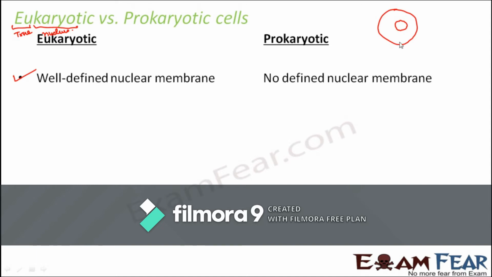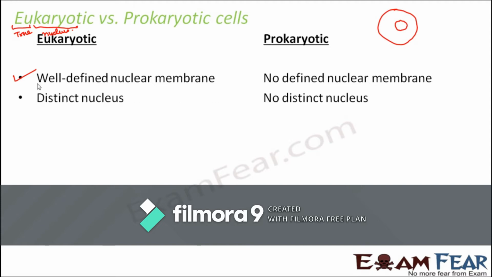But there are certain cells where the content inside the nucleus just remains scattered within the cell. So there is no specific nuclear membrane. They are called prokaryotic cells. Now this is very important, because a certain group of organisms are prokaryotic because they do not have a true nucleus.